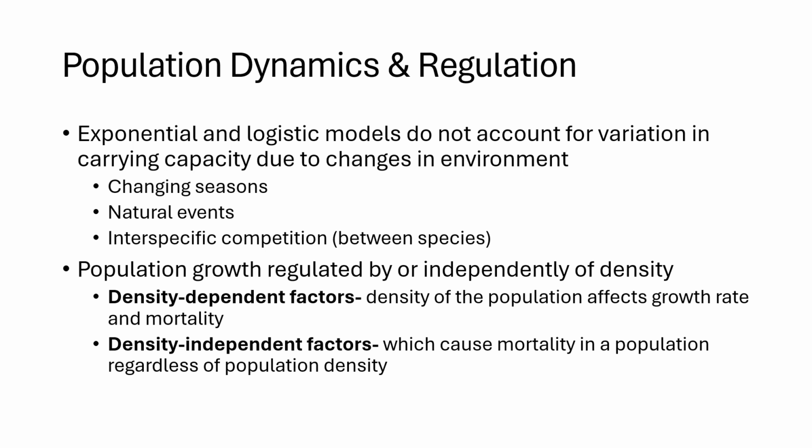We can make some distinctions whether or not these factors are due to population density or independent of it, and these things are controlling population growth. So if it's a density dependent factor, then the density of the population is affecting the growth rate. If it's a density independent factor, mortality in a population is going to occur regardless of that factor. So it's independent of the density itself.